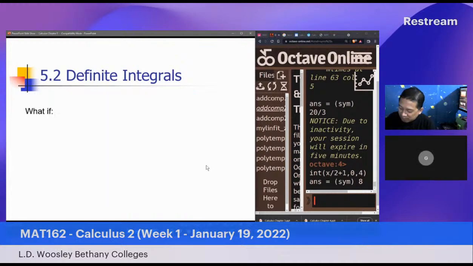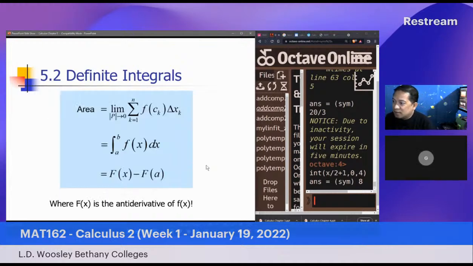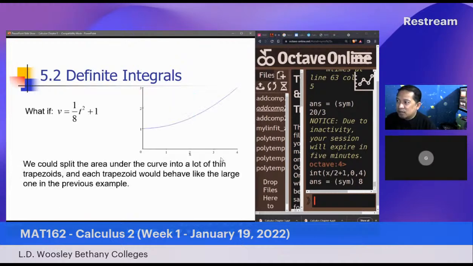At least lamang na tayo sa mga hindi lang tayo. Nagkamali siya. No, kasi nakapost sa website ng professor to eh. So dapat siguro may nag-comment din. So where F of x is the antiderivative. No? So we know that already.